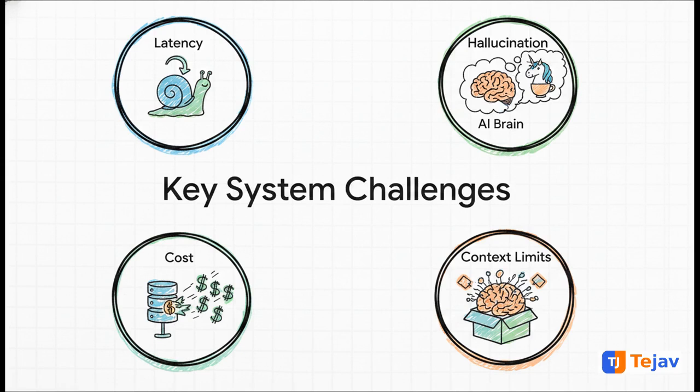Latency is a huge one. Nobody wants to wait 3 seconds for a reply. Cost is another monster. Every single one of those calls to the powerful LLM costs real money. And then you have the weird AI-specific issues, like hallucination, where the model just confidently invents facts, and context limits, which is basically the maximum amount of history the AI can even remember at one time.